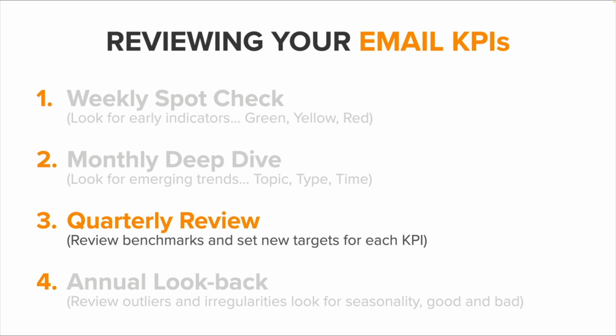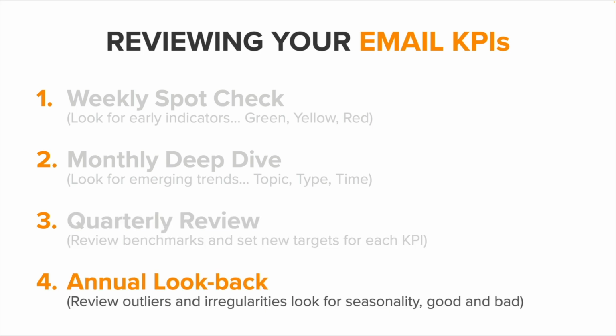This is going to inform how we need to change our email and how we need to optimize different aspects for these KPIs. And then finally, we want to do an annual look back, right? We want to look for outliers and irregularities. We want to look for seasonality, right? We want to look for what time of the month, what months of the year are good and bad.